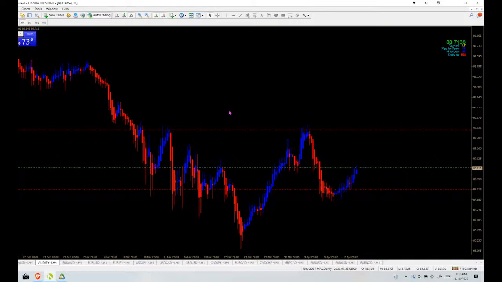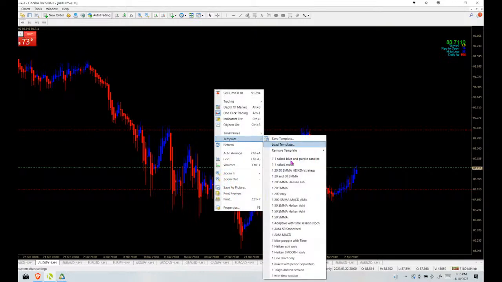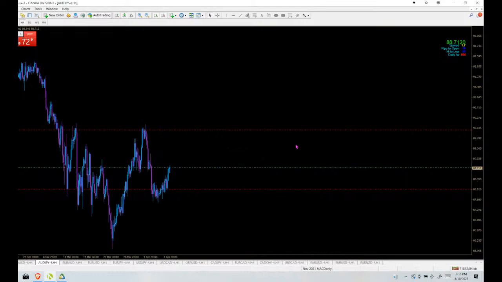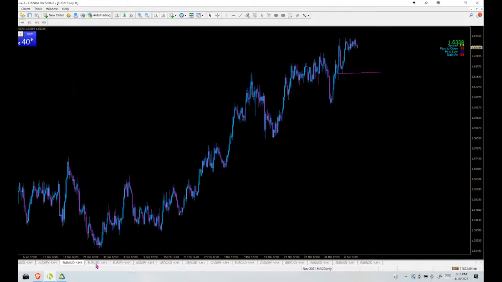Now, as far as analysis goes, I'm going to put the regular candlestick chart back on. As I said, Heiken Ashi candles are not great for entry, but they are good for analysis.